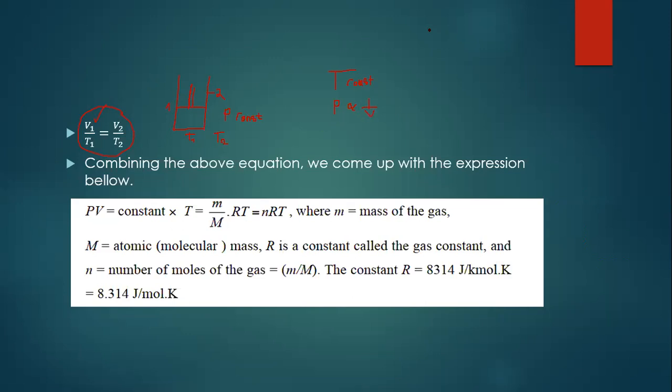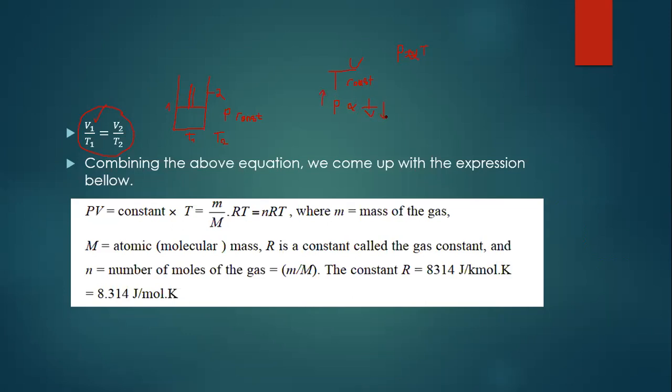But for pressure and temperature, we say that pressure is proportional to temperature. But when it comes to volume with fixed temperature, we see that pressure is equal to 1 over volume. Meaning when we increase pressure, volume does what?